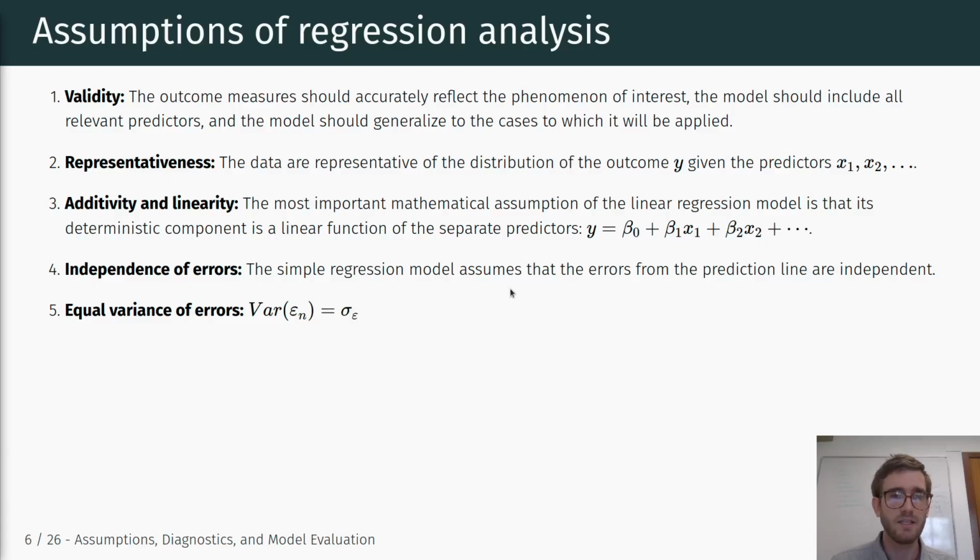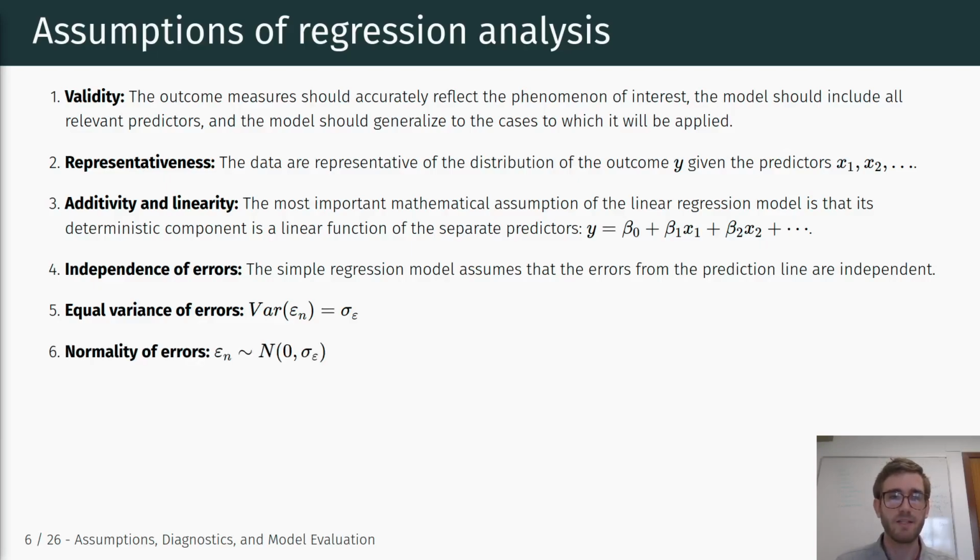Okay. The next one is the equal variance of errors assumption, or the homoscedasticity assumption. With the basic regression framework, we're assuming that the variance of the error terms is constant, but we should keep in mind that heteroscedasticity, or the violation of the homoscedasticity assumption, does not bias our estimates. It doesn't really affect the regression coefficients themselves, but it ultimately affects the uncertainty around those estimates.